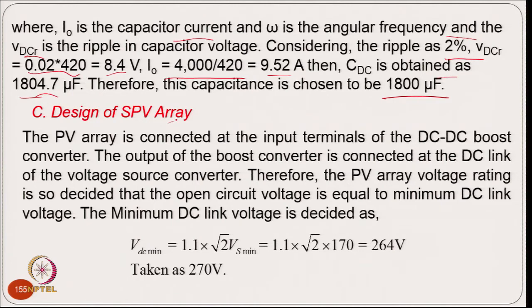Now, coming to the PV array design. The PV array is connected at the input terminal of the DC-DC boost converter, and the output of the boost converter is connected at the DC link. Therefore, the PV array voltage rating is decided so that the open circuit voltage equals the minimum DC link voltage, which is typically 1.1 into root 2 into V_sm. Putting 1.1 root 2 into 170, it comes to 264 volt, and that is why the PV voltage typically taken is 270 volt.